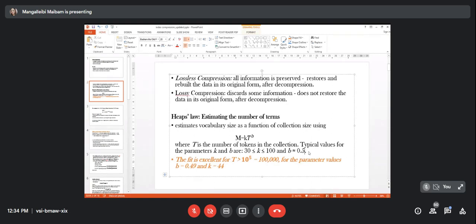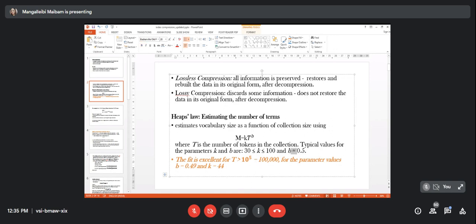So K equal to 44 gives an efficient retrieval result, so we will be using 44 for K. The fit is excellent. Here you can see the fit is excellent for terms greater than 10 to the power 5, for parameter value 0.49 and K equal to 44. 0.5 also you can use here, because 0.5 and 0.49 almost give the exact value.